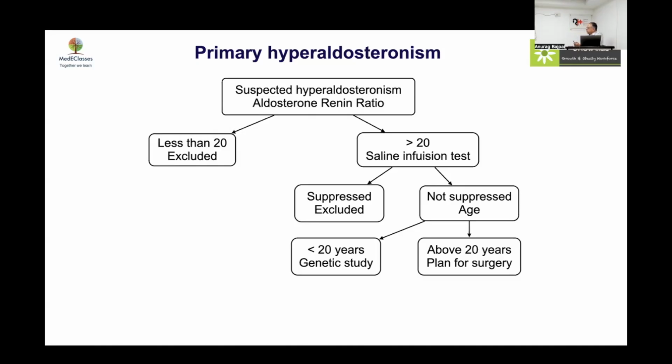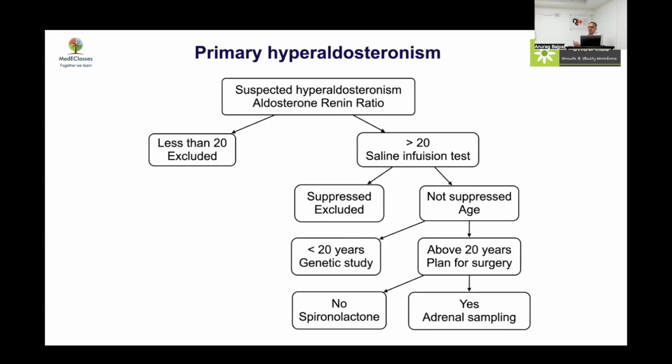Less than 20 years, you should do a genetic study. If surgery is not being planned, you just give medical management. Otherwise, you do adrenal sampling. Because adrenal sampling is not easy. It's going to be difficult to cannulate that. And even there, you may not be able to find things.